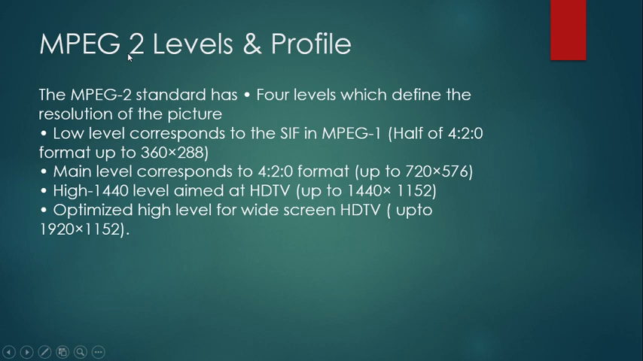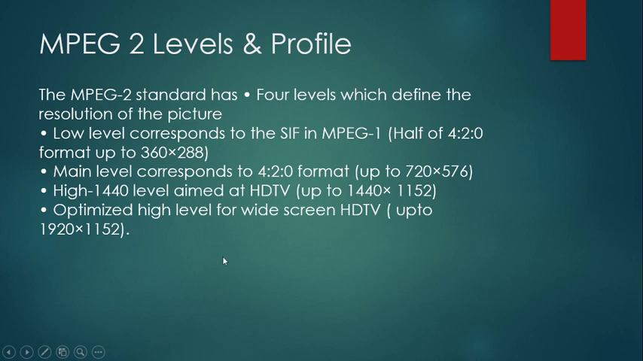Now in MPEG 2 there can be several levels. Usually there is a low level, which corresponds to the SIF format, source intermediate format, which is half of the 4:2:0 format. And then there is a main level, which corresponds to the 4:2:0 format and such resolution, and a high level, which aims at HDTV, and there is an optimized high level for widescreen HDTV.